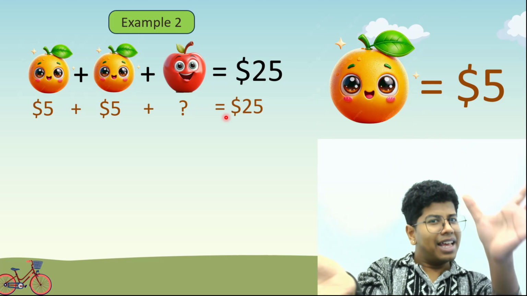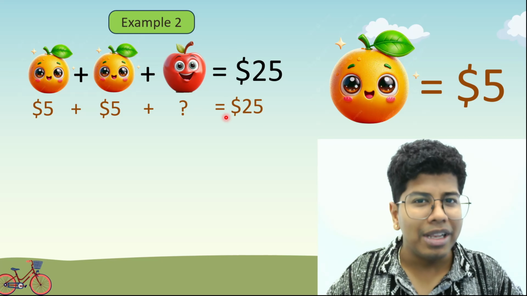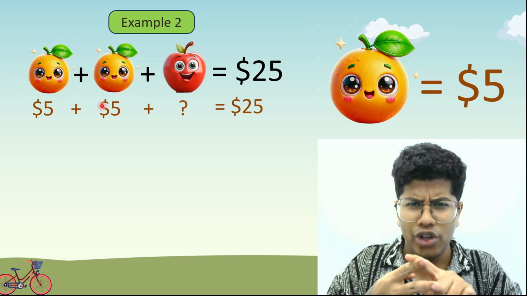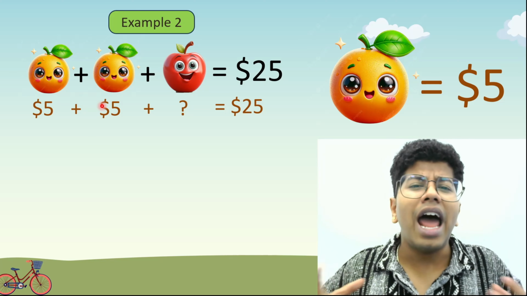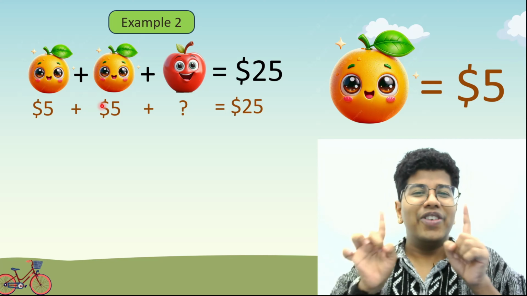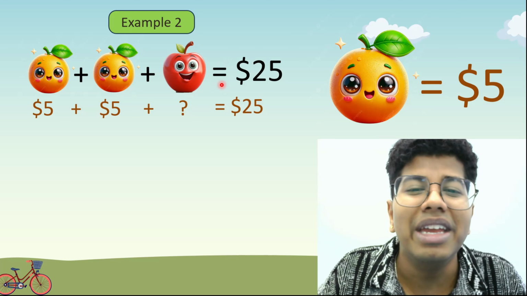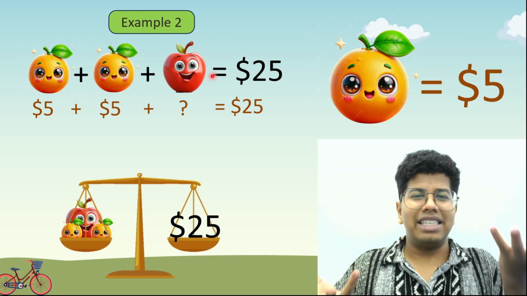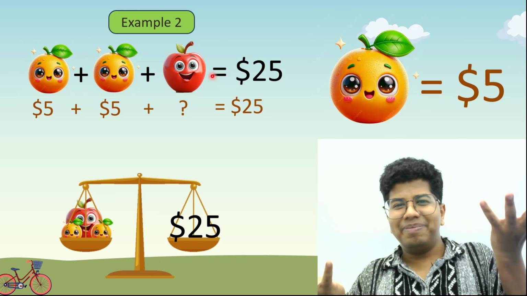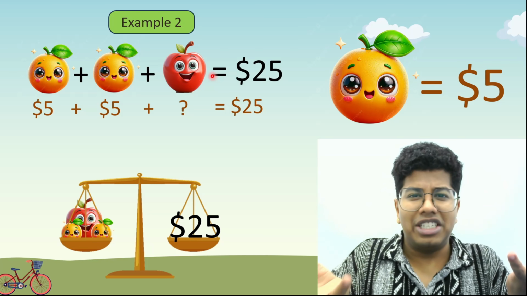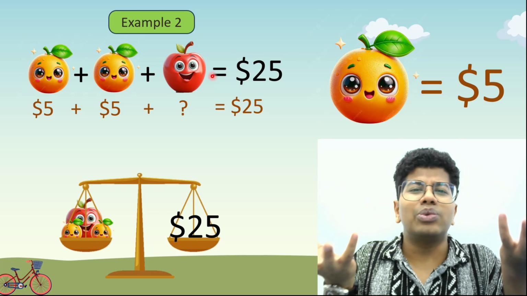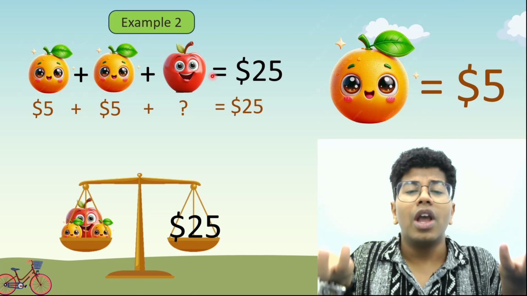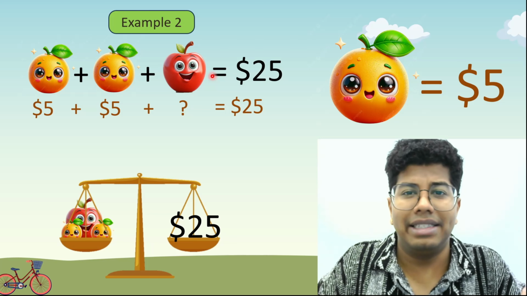Now the question arises, how can we find the value of the apple here? For 2 oranges, if we add them up, we know it's $10. But for the apple, how do we get it? For that, we first have to understand the meaning of the equal sign. Let's say there is a weighing machine. Everyone knows a weighing machine, right? If I put these 3 fruits on one side and this $25 on the other, this is equal now. The weight is equal, so I have to balance it out.